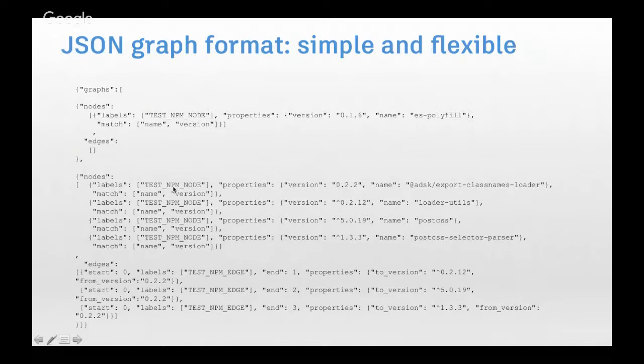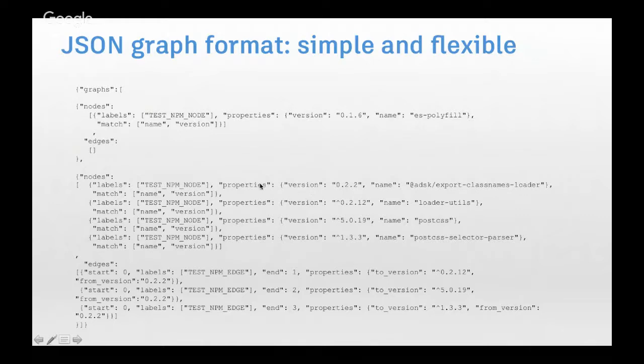Again, I want to stress it's simple, but it's very flexible, because I can have any label I want for the nodes or edges, and I can mash up graphs with existing graphs by using the match property, the match list, meaning that if a node has a set of properties, I can specify which of those properties I use as a primary key. You can think of it as a primary key.